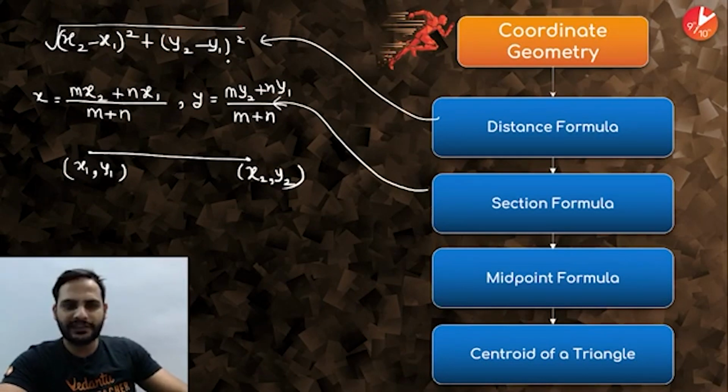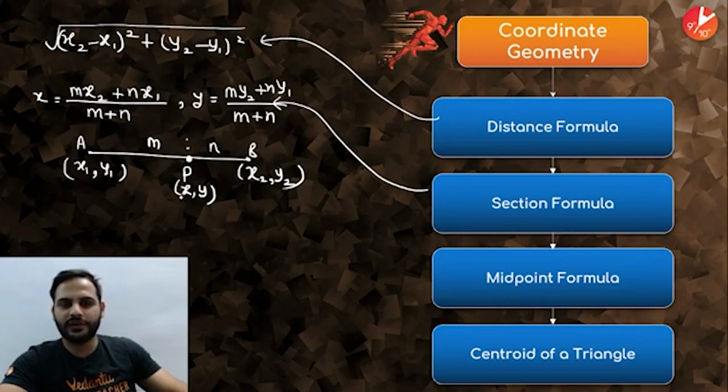Okay, distance formula, I think you were not able to see this. So distance formula is x2 minus x1 whole square plus y2 minus y1 whole square, all under the square root. Section formula: if one point is x1 comma y1, other is x2 comma y2, and in between we have a point P, let's say, whose coordinates we need to find out, x comma y, and point P divides this line in the ratio m is to n. AP is to PB is m is to n, then the x coordinate of point P will be m into x2 plus n into x1 divided by m plus n, and y coordinate of this point P will be m into y2 plus n into y1 divided by m plus n.